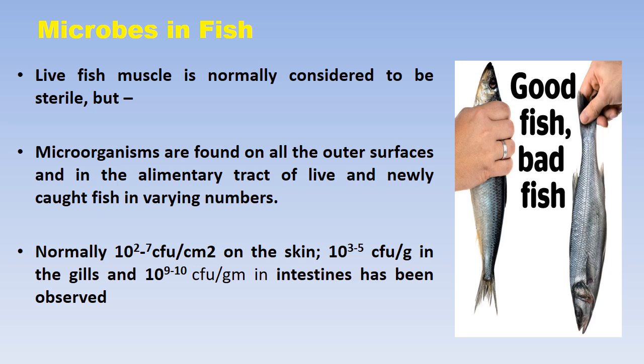The normal number of microbes which we can find is around 10 power 2 to 10 power 7 CFU per centimeter square on the surface or on the skin. It can be up to 10 power 3 to 10 power 5 in the gills, and about 10 power 9 to 10 power 10 CFU per gram in the intestine. So this is the normal microbial load, but when the fish is dead for a long time, these numbers will increase heavily. So this is the case in fresh condition just after catching.